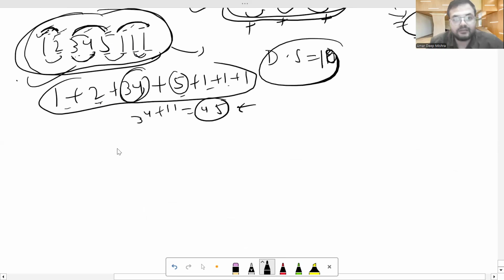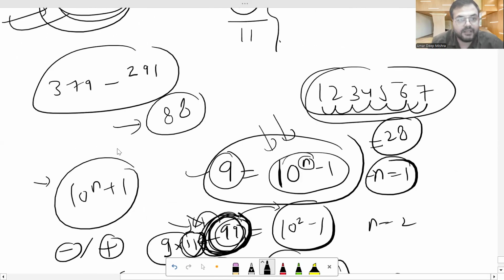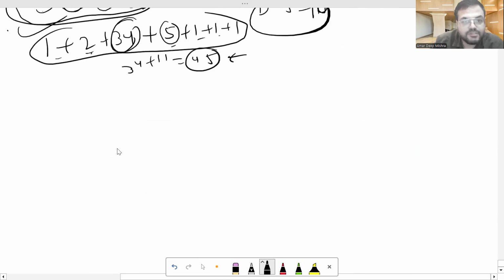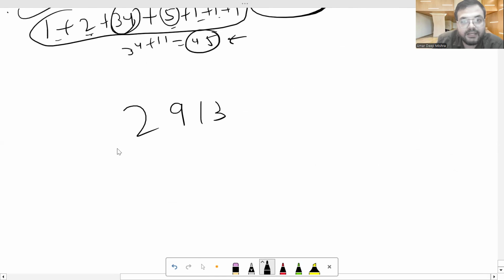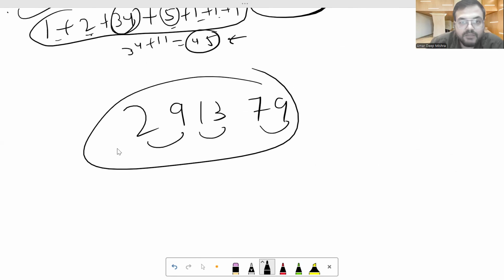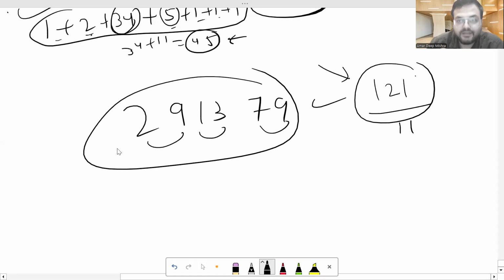Suppose I take the same number which I had taken here, 291379. I take this number. Now I am checking this number's divisibility using the divisibility rule of 99. So what will I do? I'll take the pairs like this. So 79 plus 13 is how much? 92. 92 plus 29 is how much? 121. Now 121 is divisible by 11. Yes. So this is how also I can check the divisibility by 11.